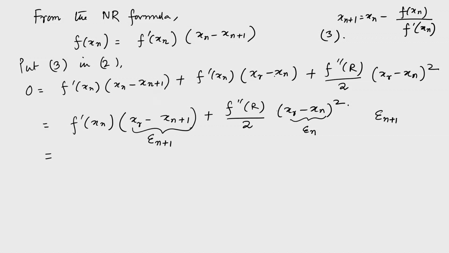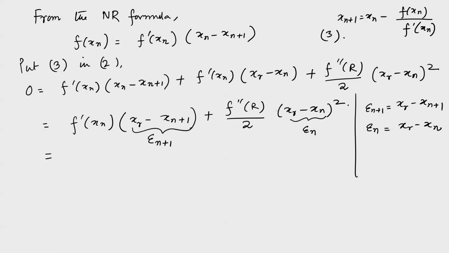So, here the x n cancels, and one has x r minus x n plus 1, which we have not taken to be the same. However, in the other, where there was x n plus 1 and x n, we have taken x n plus 1 as x r, or rather it has to be the other way around. So, let us just say epsilon n plus 1 equal to x r minus x n plus 1, and epsilon n equal to x r minus x n.